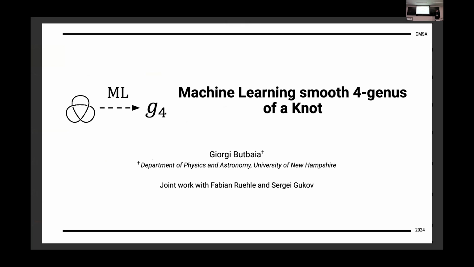Yeah, so I'm Giorgi Butbaia. I'm from University of New Hampshire, and today I'll be telling you how you can use machine learning techniques to essentially try to study smooth slice genus of a knot. This is a project that started during this program with Fabian and Sergey. All the things that you're going to see have been done in the past couple of weeks.